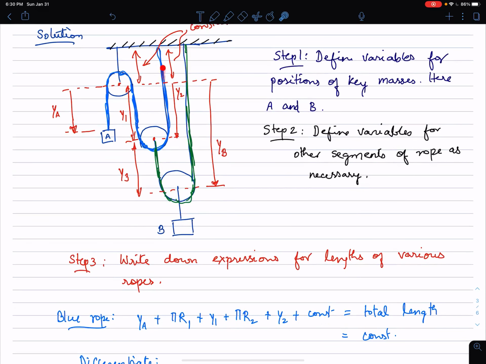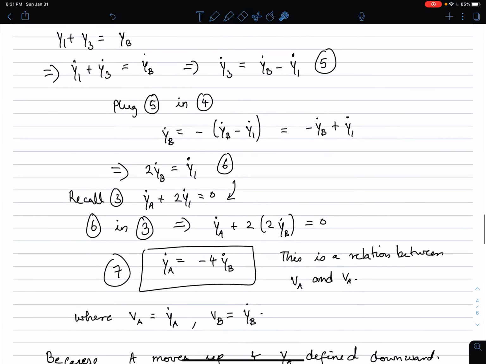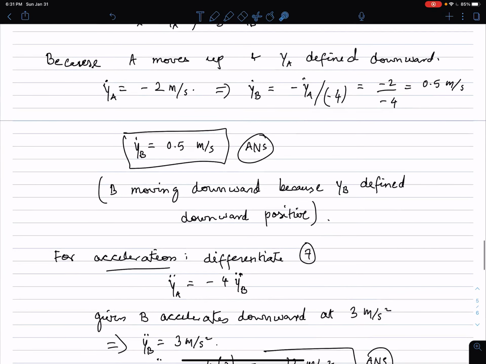So write those lengths of ropes down, and then try to relate the different intermediate variables that you have written down. And once you write some expressions for the intermediate variables, you essentially juggle the equations in a manner that you eliminate all the intermediate variables and you're just left with the variables that you really care about, which is the position of A and the position of B, or the velocity of A and the velocity of B, and you get a relationship between them once you've eliminated everything else. And then you differentiate them once more to get an expression for the acceleration.